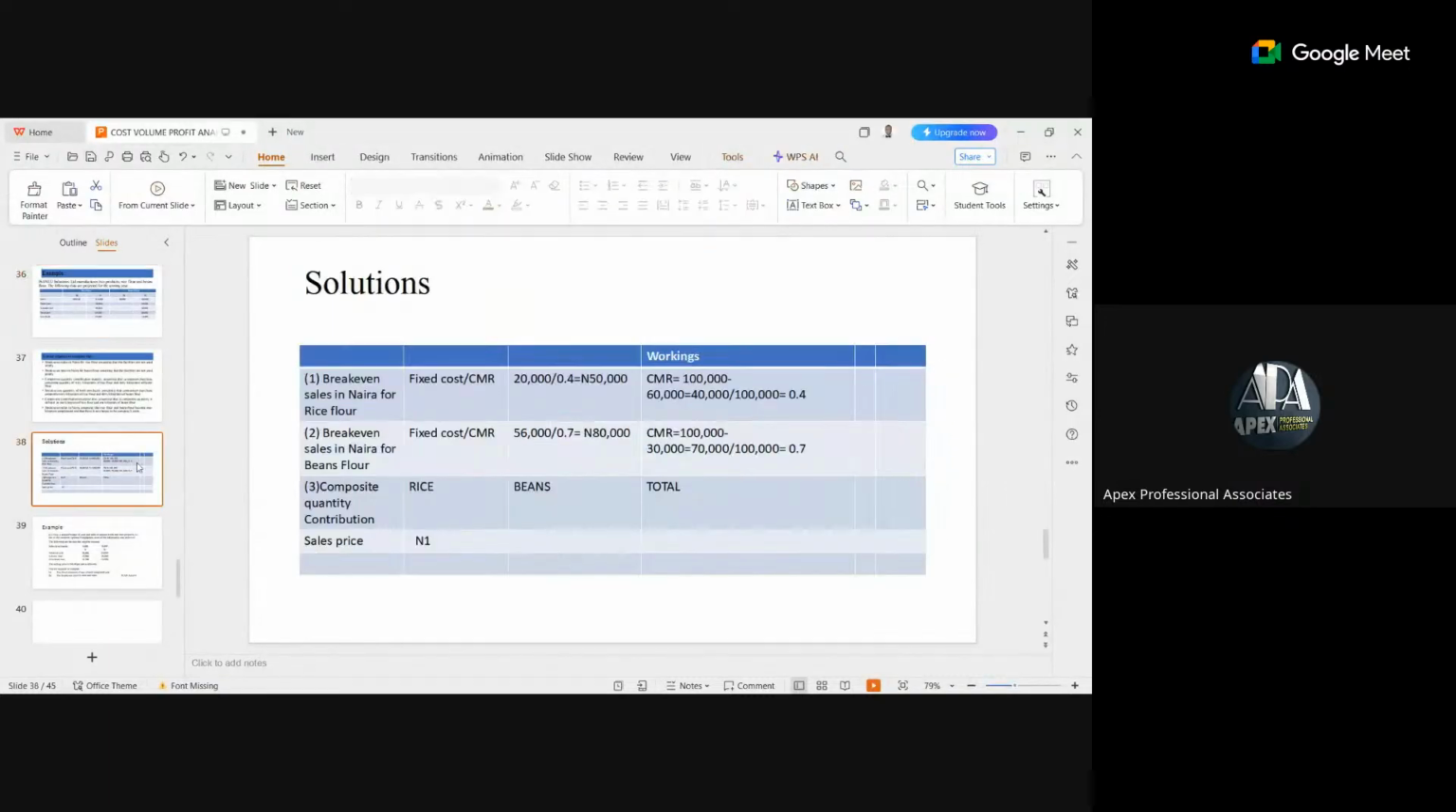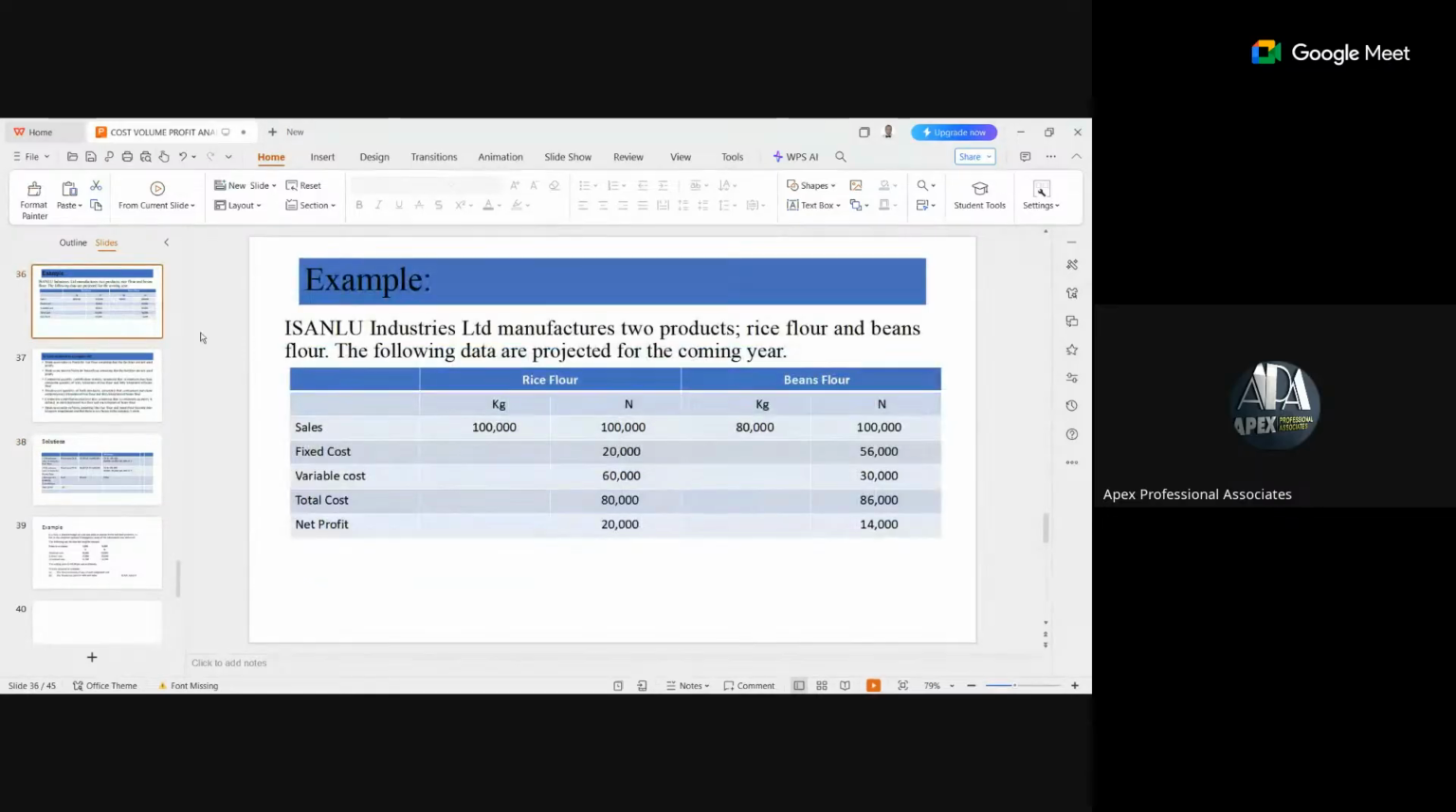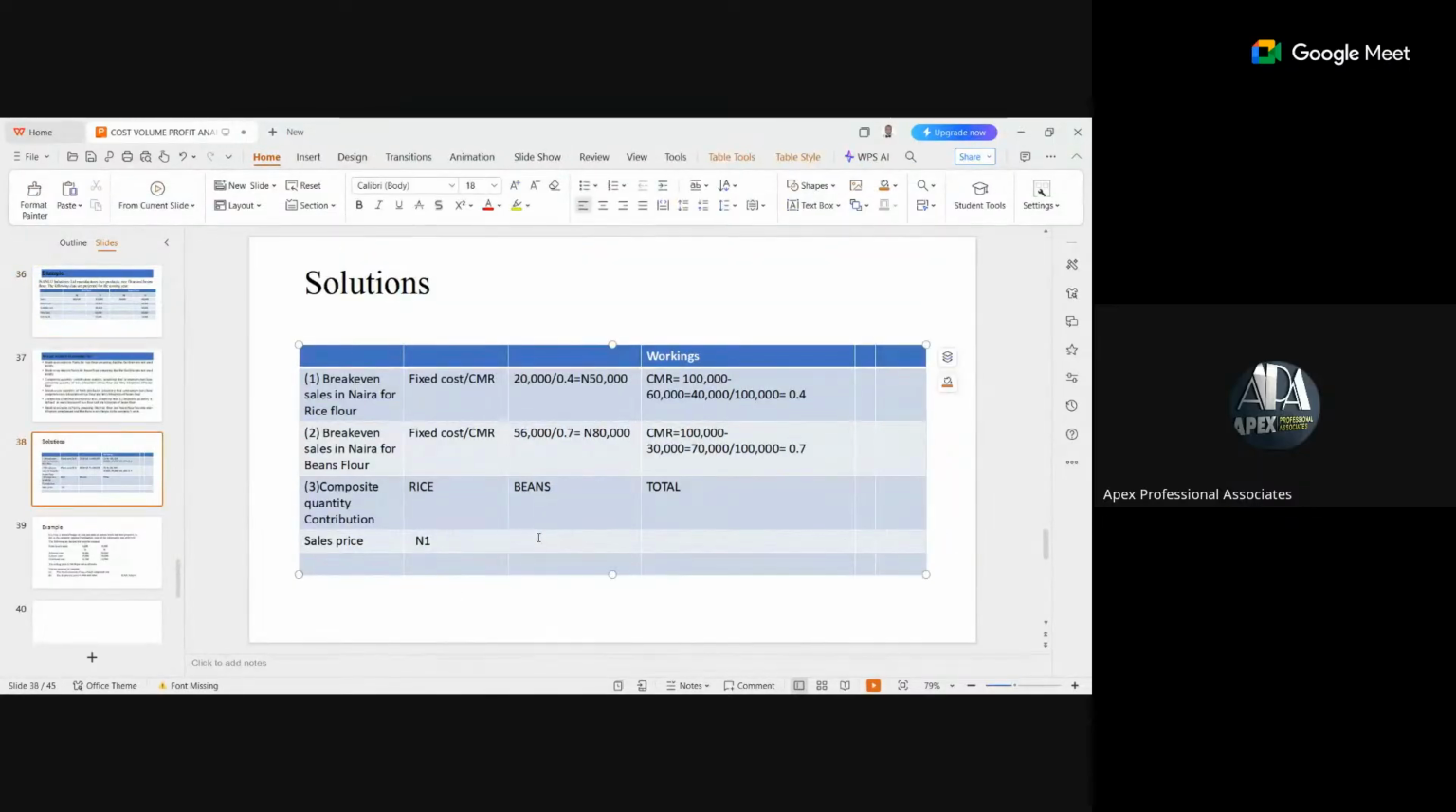So now we have it as 1 naira. The value of beans, 1 kg of beans, is what? 1 naira 25 kobo. Fine, 1 naira 25 kobo. 100,000 naira divided by the quantity sold, which is 80,000 kg, gives you 1.25. So you have it as 1.25.